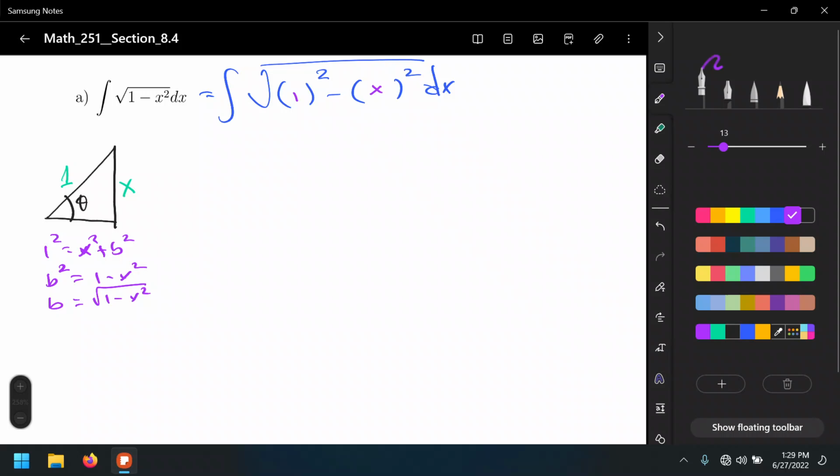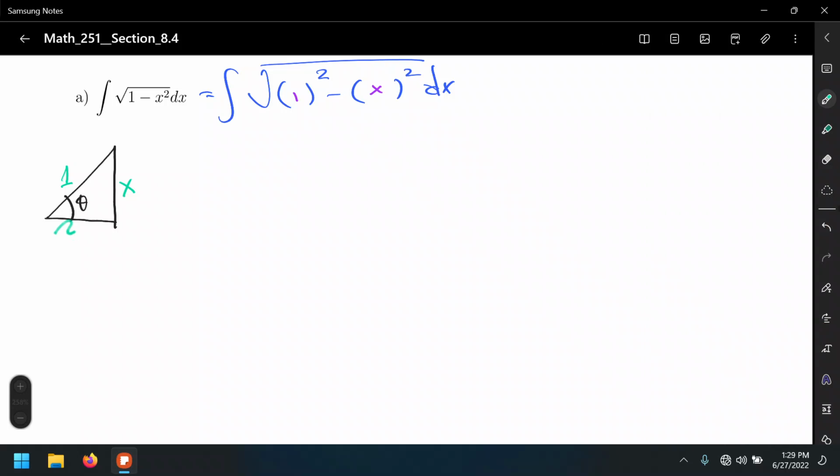All right, so let me just label with that. That's the square root of 1 minus x squared. So we have all the information that we need. On the one hand, we need a substitution in terms of what we have on our triangle here, number one for the radical expression, and then we also need one for the x, the differential part of the problem.